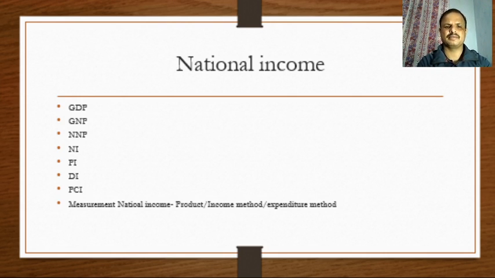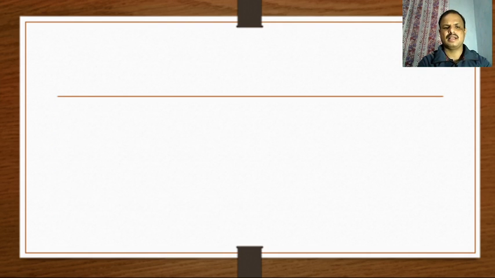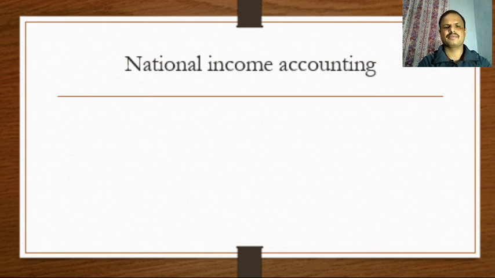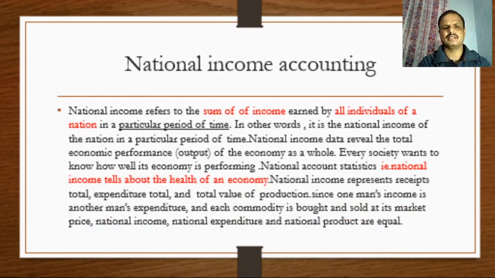In the same way, in this unit we have to know about the measurement of national income, and there are three methods: the product method, income method, and expenditure method. In the same way, in this lesson we have to also know about difficulties of measurement of national income of the country. And now we talk about national income accounting. What is national income accounting?